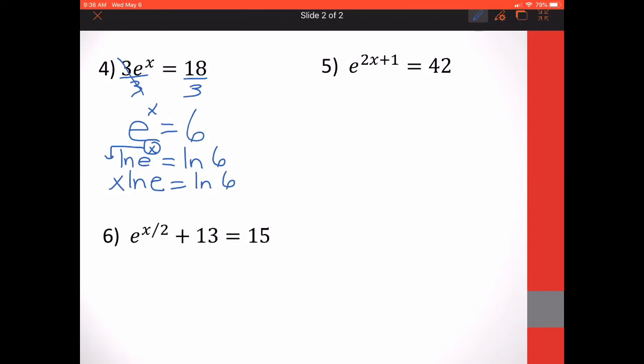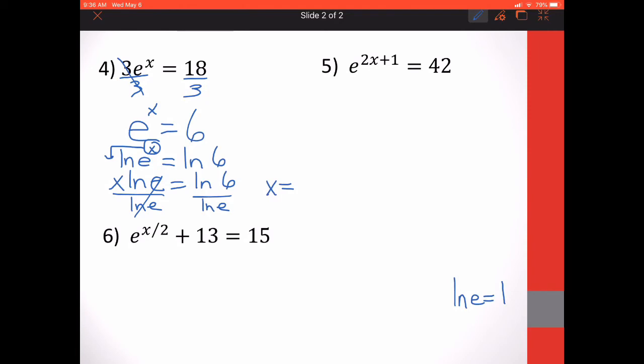Okay, so now we have two options here. To get x by itself, we're going to divide by natural log of e on both sides. Okay, that's one option. So we're going to get x equals whatever natural log of 6 divided by natural log of e is in the calculator. But I want to tell you that the reason I changed to natural log instead of log is because the natural log of e is 1.